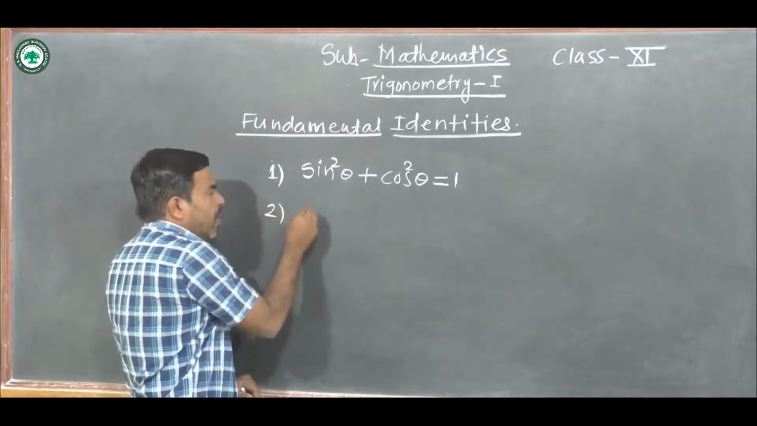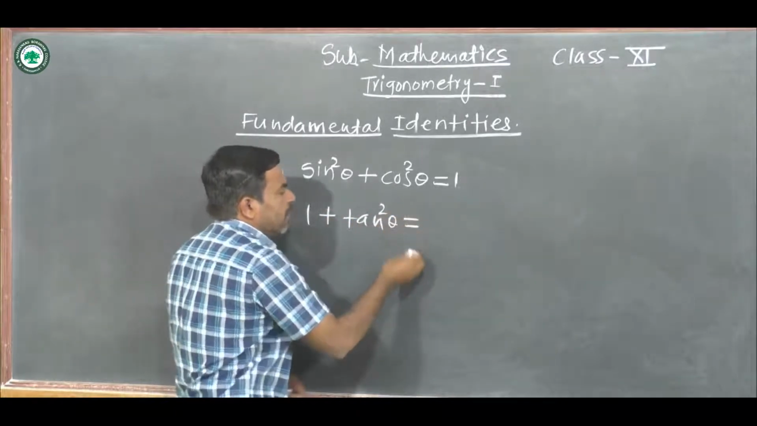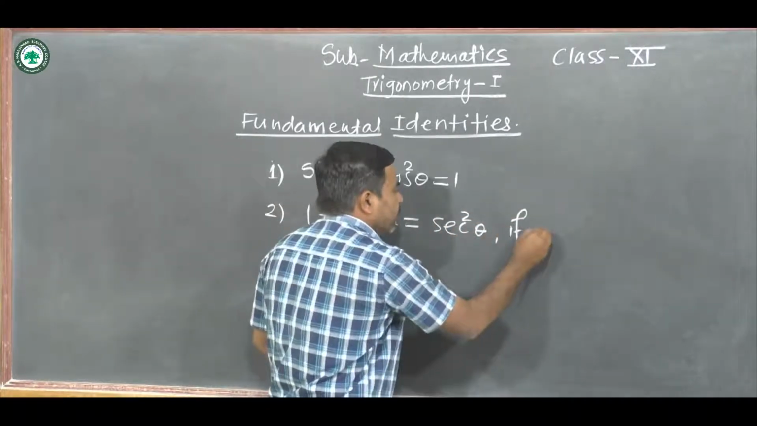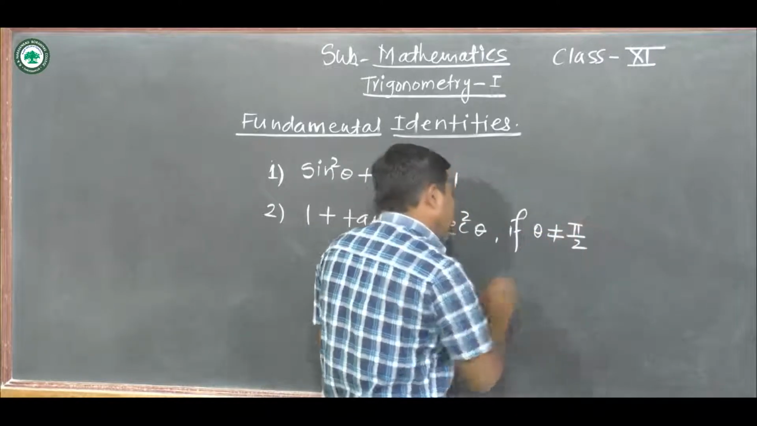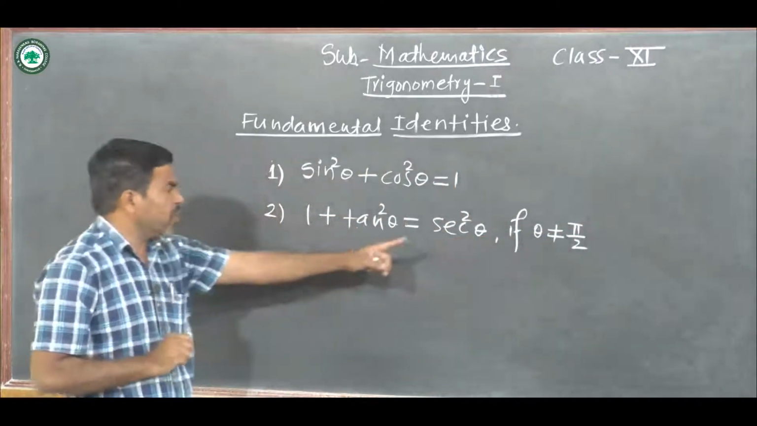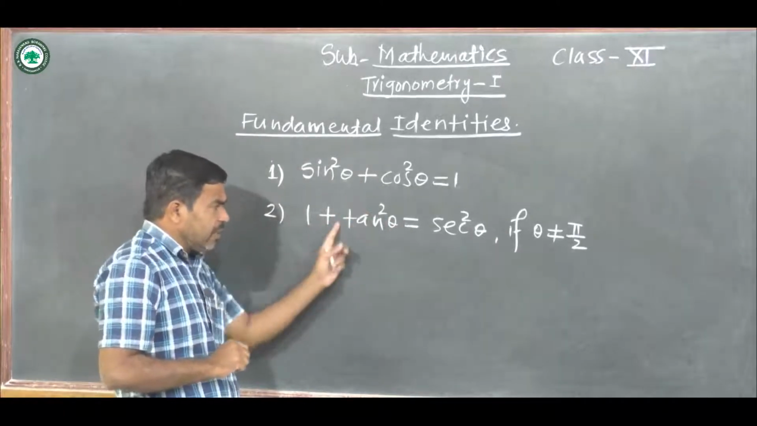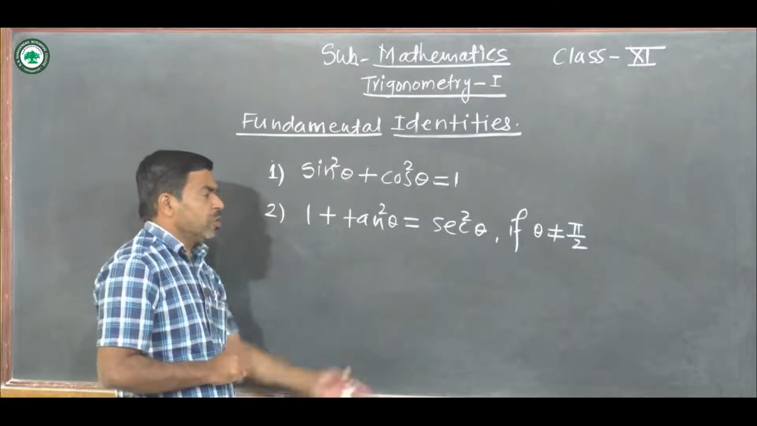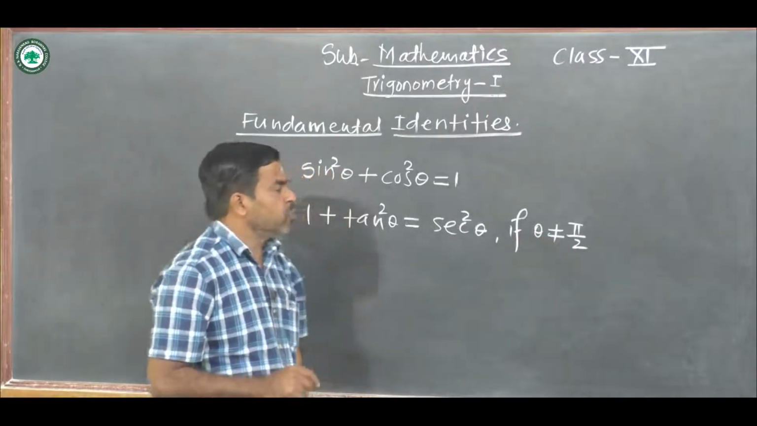Second one, 1 plus tan square theta is equal to sec square theta only if theta is not equal to pi by 2. Why theta is not equal to pi by 2 here? Because this tan theta is not defined for theta equal to pi by 2. So that's why here theta must be different from pi by 2.